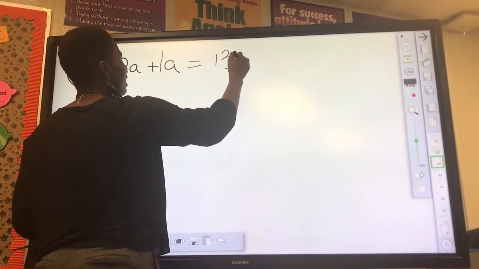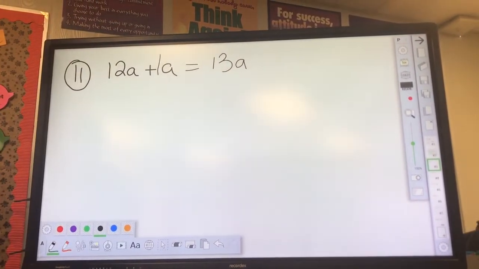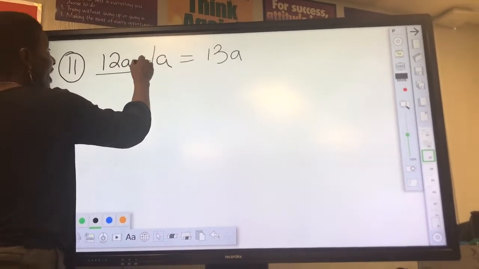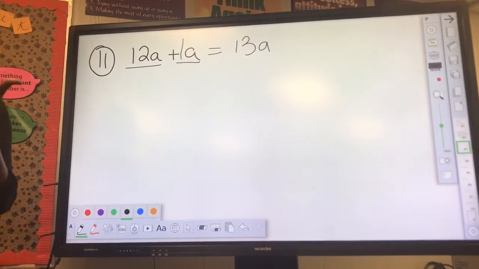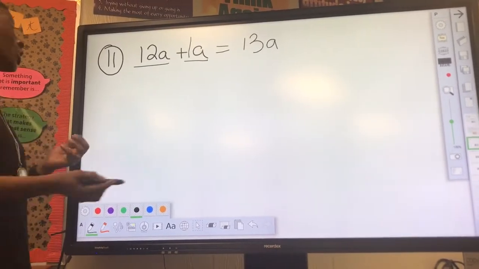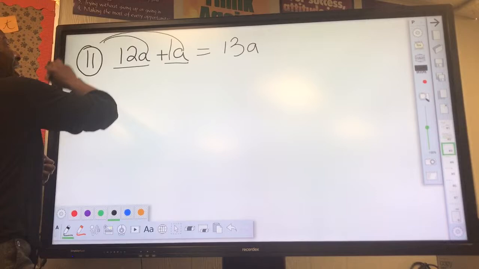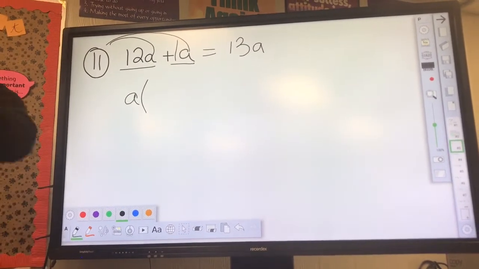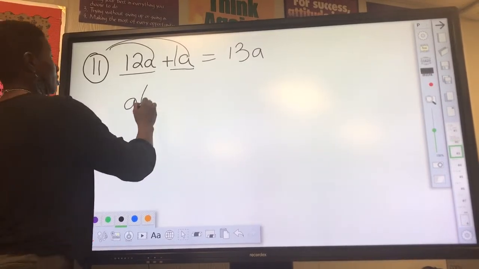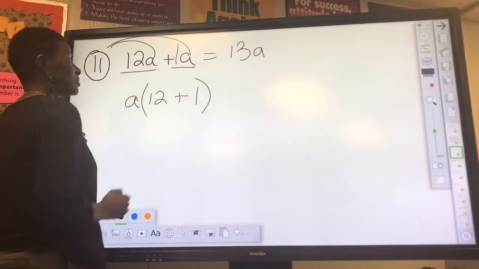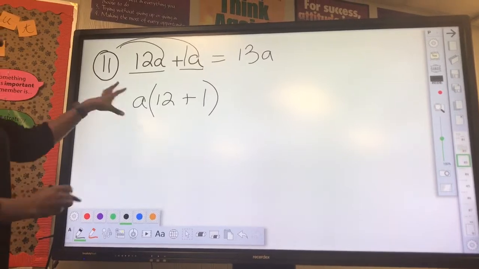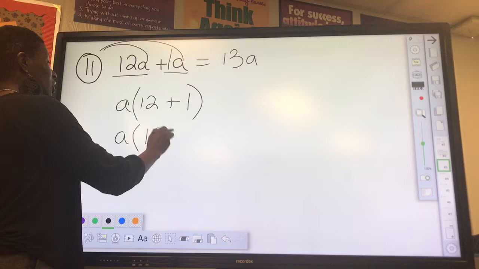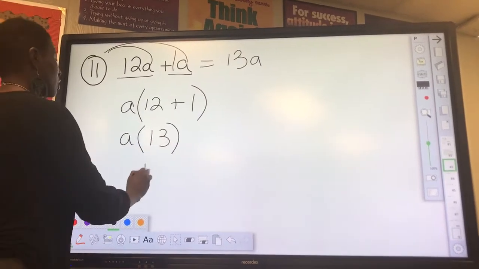13A. 13 A's. Now, I want to talk about what we did the other day, which was factoring, right? Is there a common factor in 12A and 1A? What's the common factor that I see in both those terms? A. So I can actually take the A and pull the A out and make it as 1, which means I'm factoring. And what will that leave me in the parentheses? 12 plus 1. Are you all with me? So now I got an A. And what's 12 plus 1? 13. So now what's A times 13? 13A.